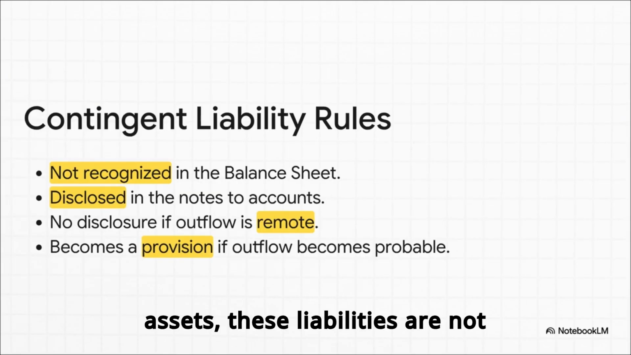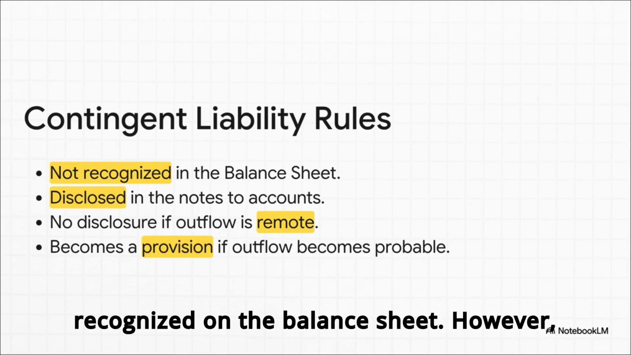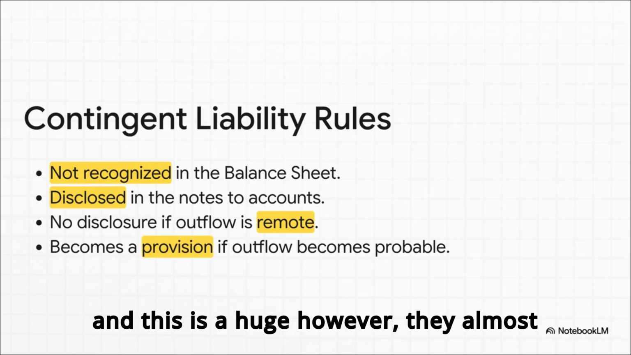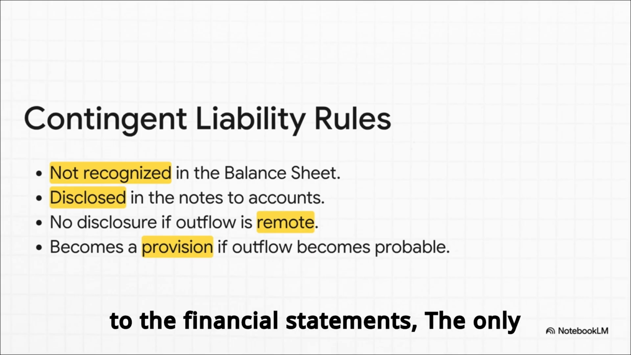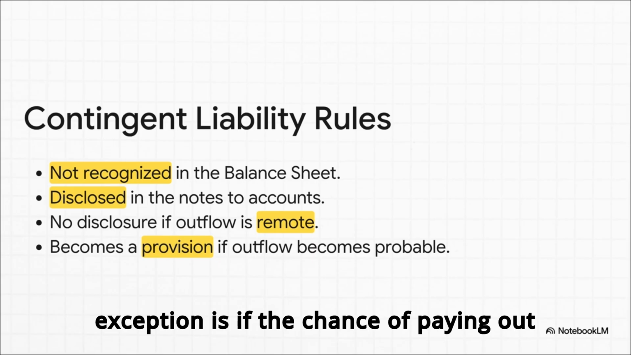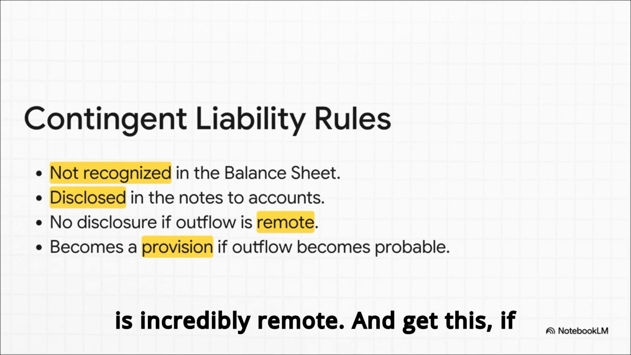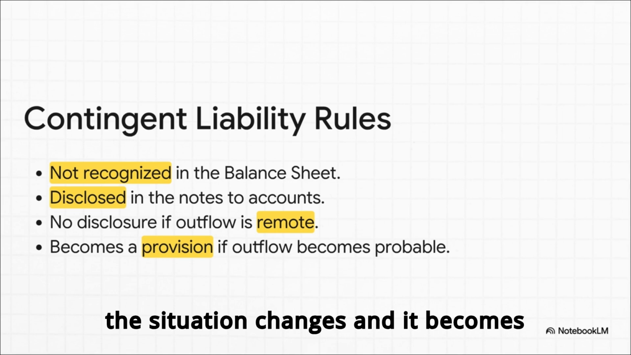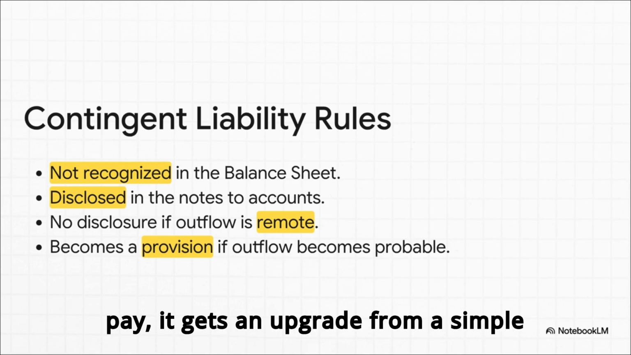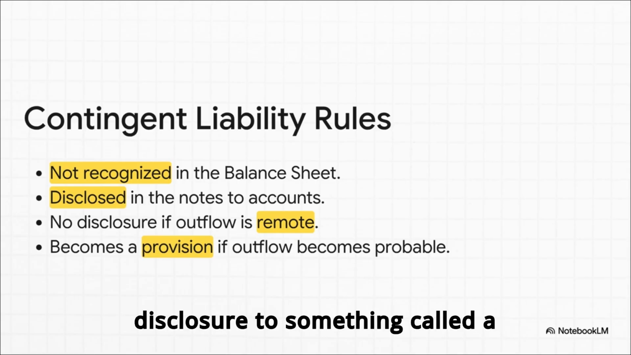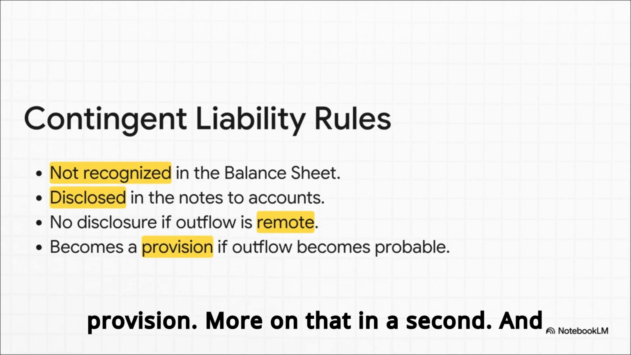Just like contingent assets, these liabilities are not recognized on the balance sheet. However, and this is a huge however, they almost always must be disclosed in the notes to the financial statements. The only exception is if the chance of paying out is incredibly remote. And get this, if the situation changes and it becomes probable that the company will have to pay, it gets an upgrade from a simple disclosure to something called a provision. More on that in a second.